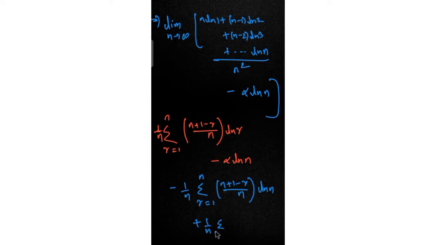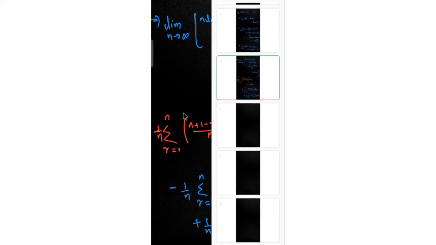Fine, so (1/n) Σ from r=1 to n of (n+1−r)/n · ln n. Fine, so this is what I'm going to do. I'm going to subtract this and then add this. What's the benefit of this, I'll show in the next step. Now I can just take this whole thing common, that is (1/n) Σ from r=1 to n of (n+1−r)/n. I've just taken this common, and because of the sigma, we can add the terms.